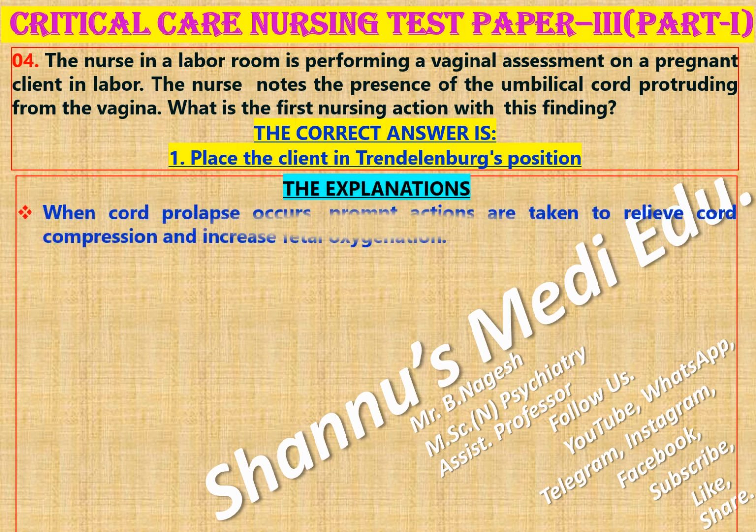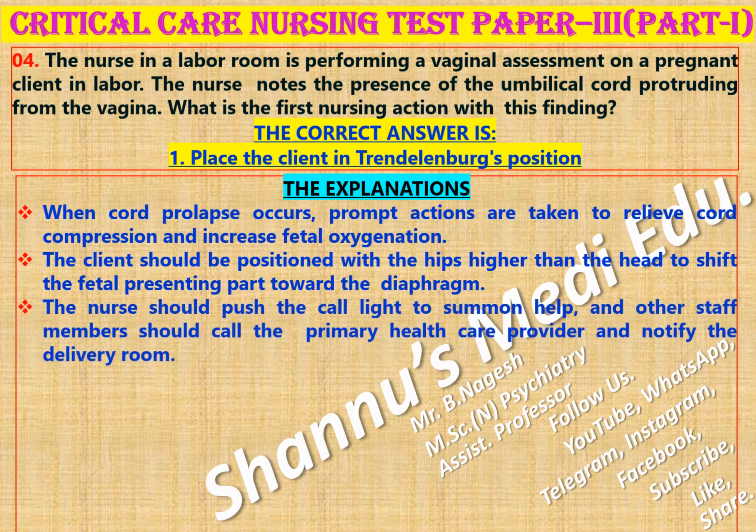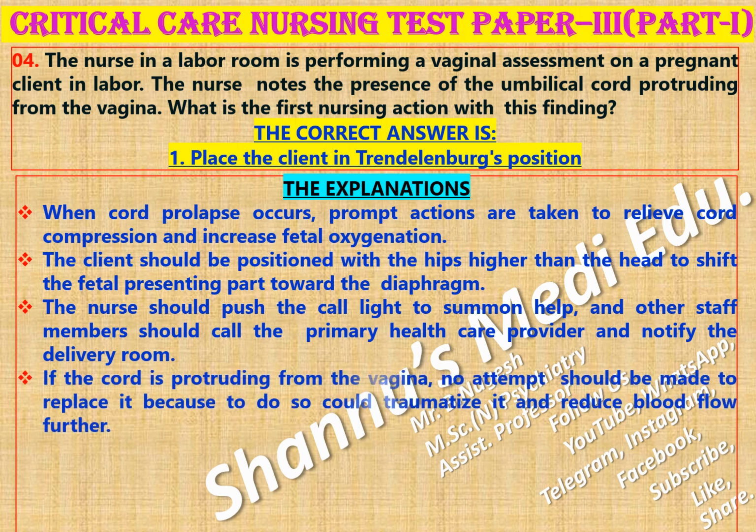The explanation of this question: when the cord prolapses, the actions taken are to relieve the cord compression and increase fetal oxygenation. The client should be positioned with the hips higher than the head to shift the fetal presenting part toward the diaphragm. The nurse should push the call light and ask other staff members to help, call the primary health care provider, and notify the delivery room.